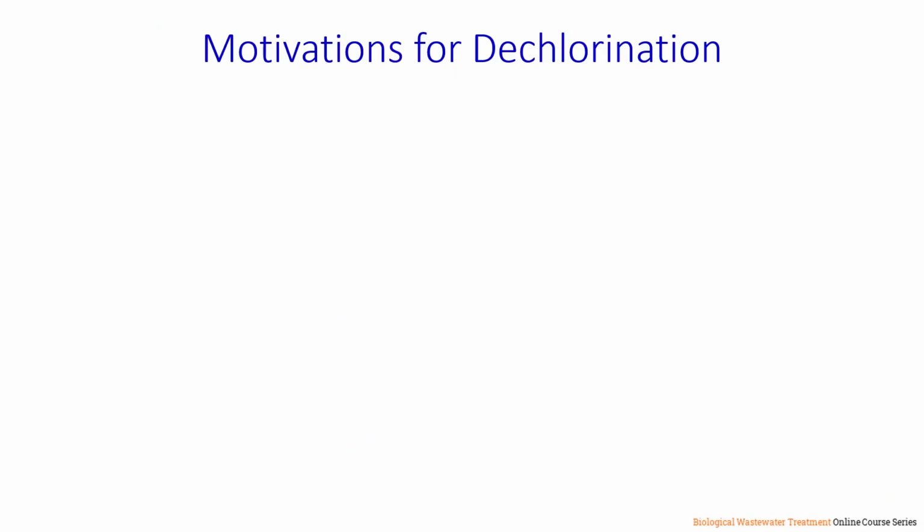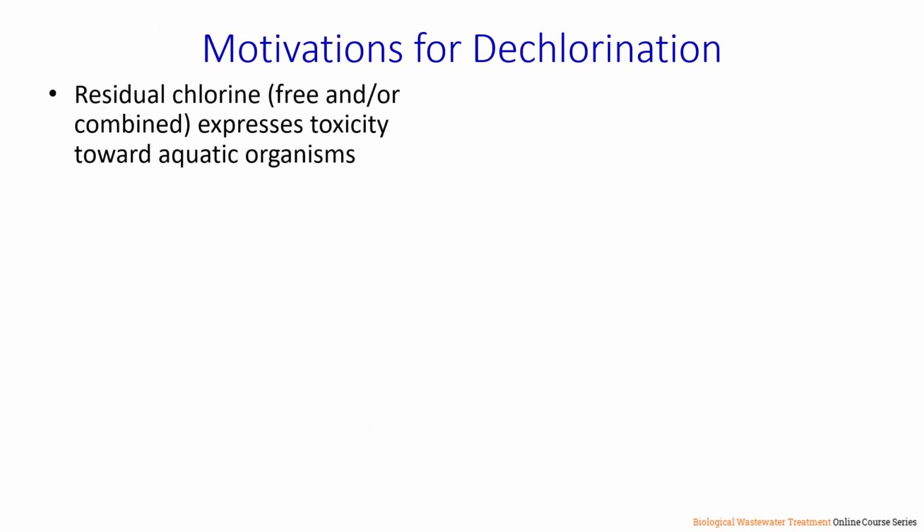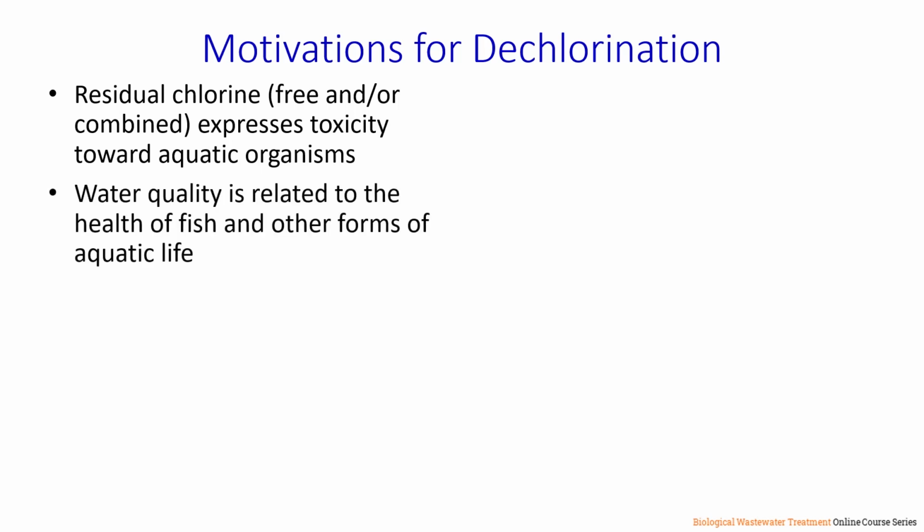The next aspect of the chemistry of wastewater chlorination that we'll consider is the process of dechlorination. Let's start by considering first the motivations for dechlorination. Residual chlorine in water, either in the form of free chlorine or combined chlorine, or perhaps even a combination, expresses toxicity toward aquatic organisms. That's relevant because many measures of water quality are related to the health of fish and other forms of aquatic life.